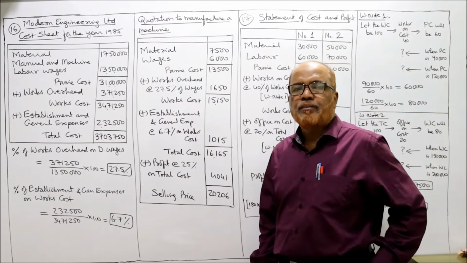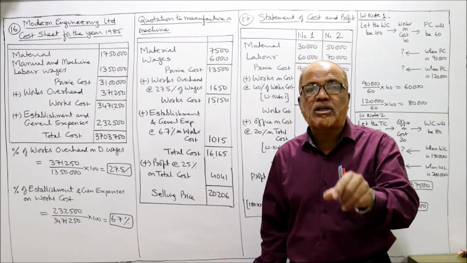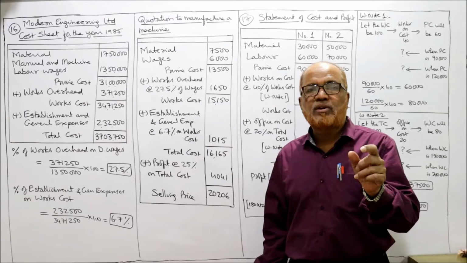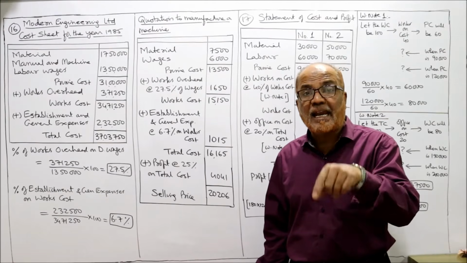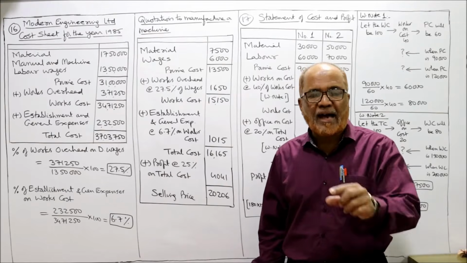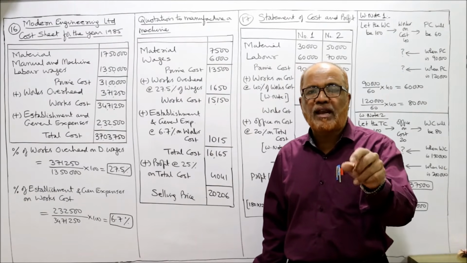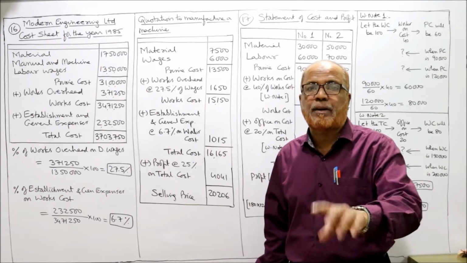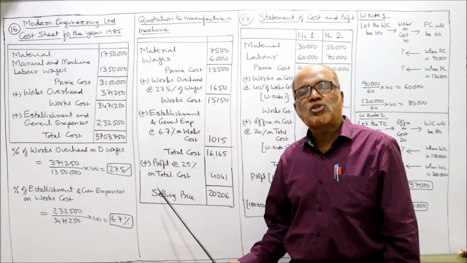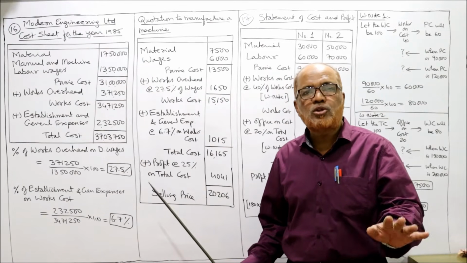Now in this problem, it is given profit is 25% on total cost. In the previous 2-3 problems we have seen, profit was given as a percentage on selling price. That's why we have taken a supposition. We have assumed. So when do we have to assume? If the profit is given as a percentage on selling price, then only you have to make the assumption. Here it is given profit is 25% on total cost. So no need to make the assumption.